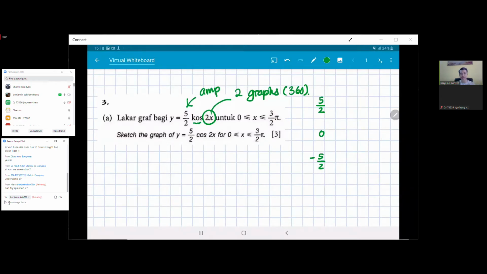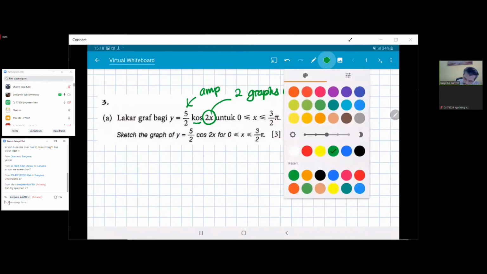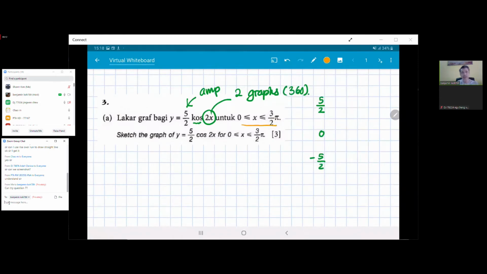Okay? So let's draw the graph. Remember, you're going to draw a cos graph, but you're going to draw 2 graphs. Now, don't worry about this part first. I'll explain. We draw the graph first, okay? So let's draw the straight lines first.